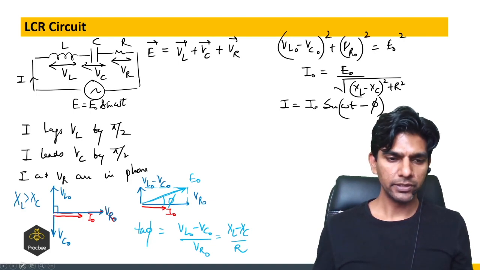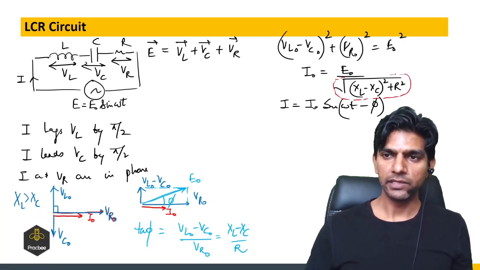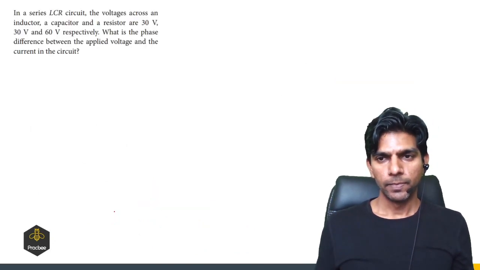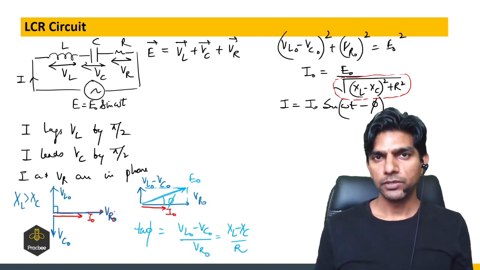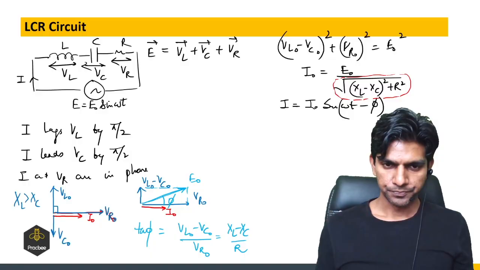We know the value of impedance. Let me highlight the impedance. So this denominator is the impedance of the LCR circuit. It is a very important formula. Do remember this. Even this derivation itself is very important. Usually you will be asked about this derivation in board exams.